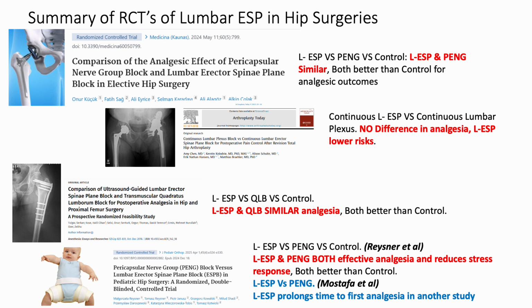In the pediatric group, when PENG block was compared with lumbar ESP block in pediatric hip surgery, lumbar ESP and PENG both provided effective analgesia and reduced the stress response. In another similar trial, lumbar ESP and PENG both provided effective analgesia, but lumbar ESP prolongs the time to first analgesic request in the study by Mostafa et al.